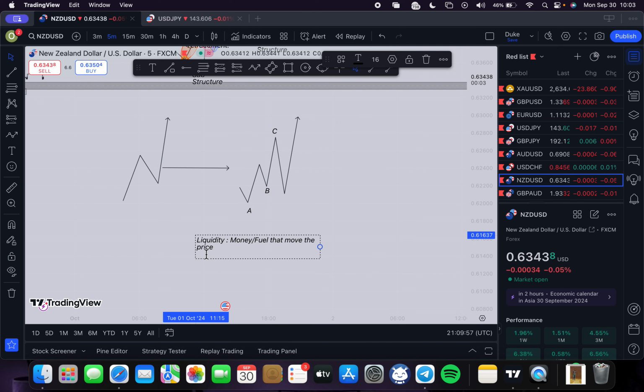All right. Then this liquidity has three types. One is your transactional liquidity, two is your structural liquidity, and three is your inducement liquidity. Let me write them down. Transactional liquidity.